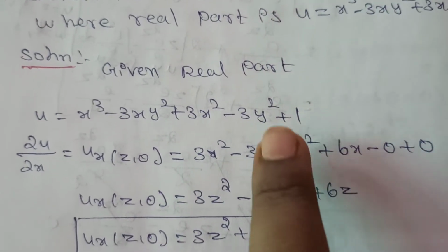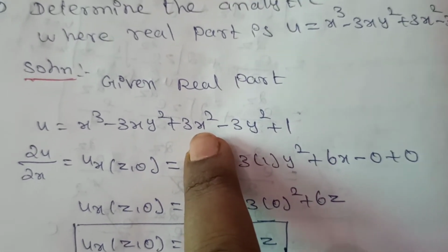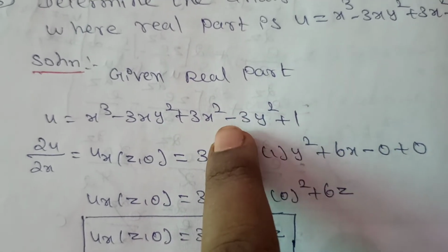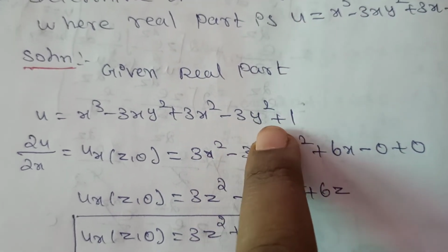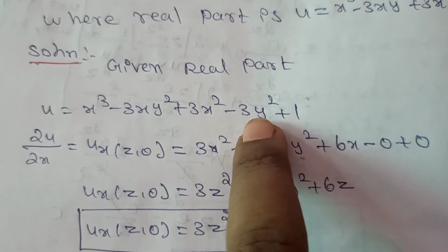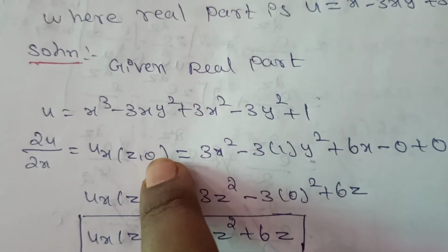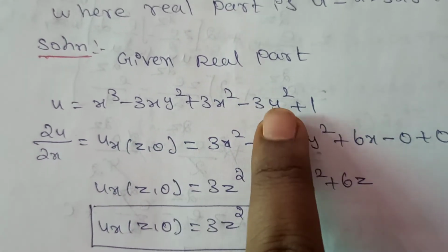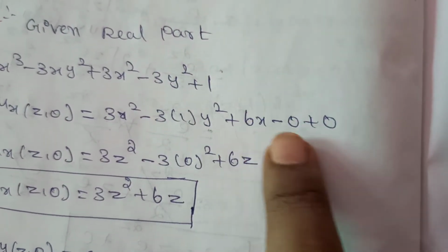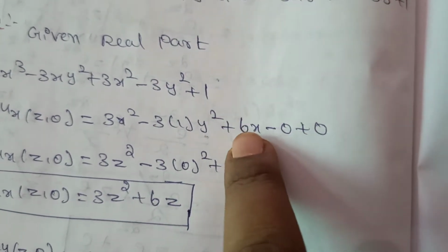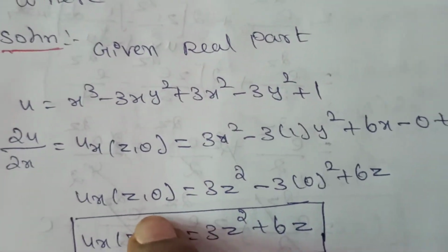Next, plus the differentiation of 3x square, which is 3 into 2x, so we can write 6x directly. Then minus 3y square: here there is only the y variable, and differentiating partially with respect to x means keeping y constant, so the derivative becomes 0. And plus 1 is a constant, so its derivative is also 0.